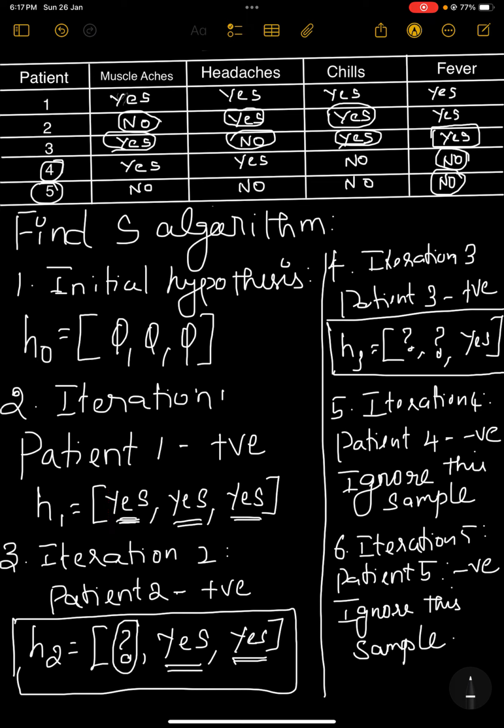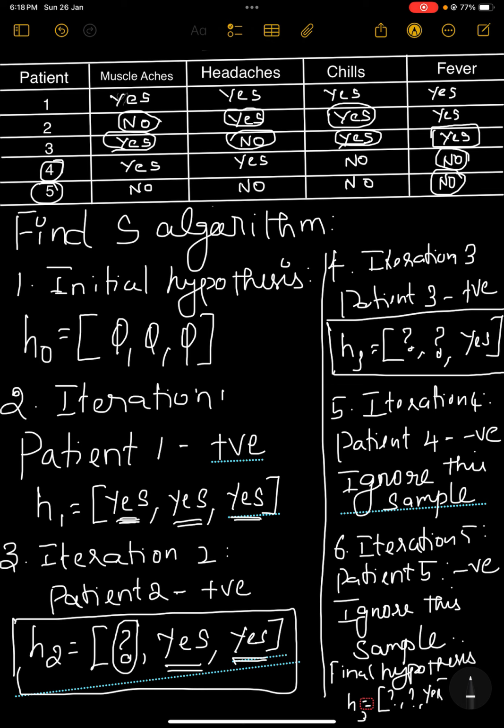So finally, we have completed all the records, and the Find-S algorithm will come to a conclusion that the final hypothesis is H3 equals question mark, question mark, yes. So this is the final hypothesis which we have derived from the Find-S algorithm.